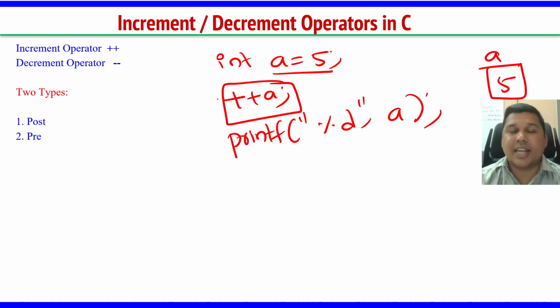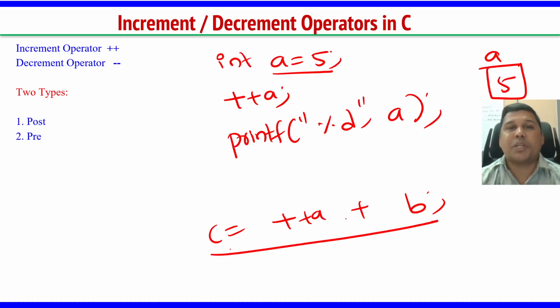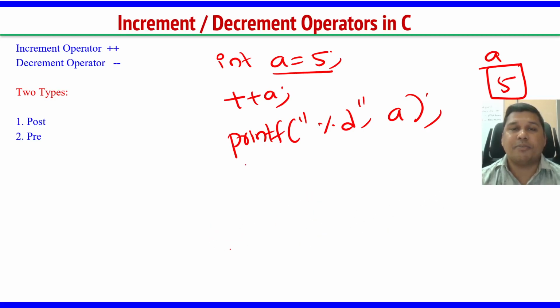When you write a statement like this, these kinds of statements are called standalone. What is a standalone statement? It means it is not involved in any mathematical expression, something like c equal to plus plus a plus b. That is a mathematical or arithmetic expression, and if it is included in that, then the rule is different. But if I write something which is independent of any of those mathematical expressions, we call such expressions standalone expressions.